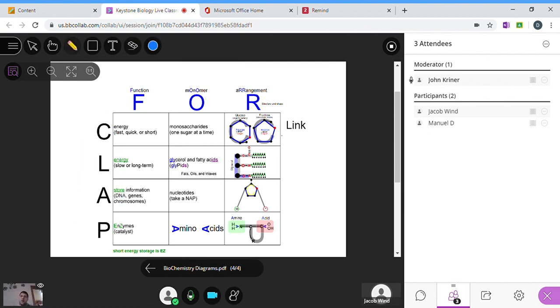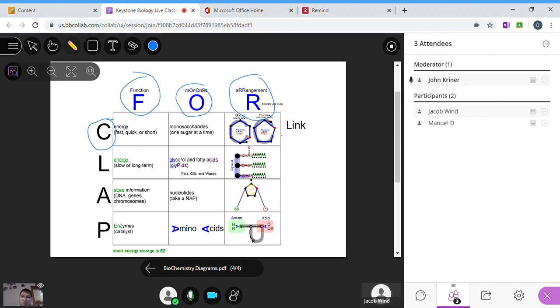So let's start with C. What do you have to know about carbohydrates? That's what the 4 is for. F for function, O for monomers, and R for arrangement. Function. What does that macromolecule do? Why is it important? Monomer.